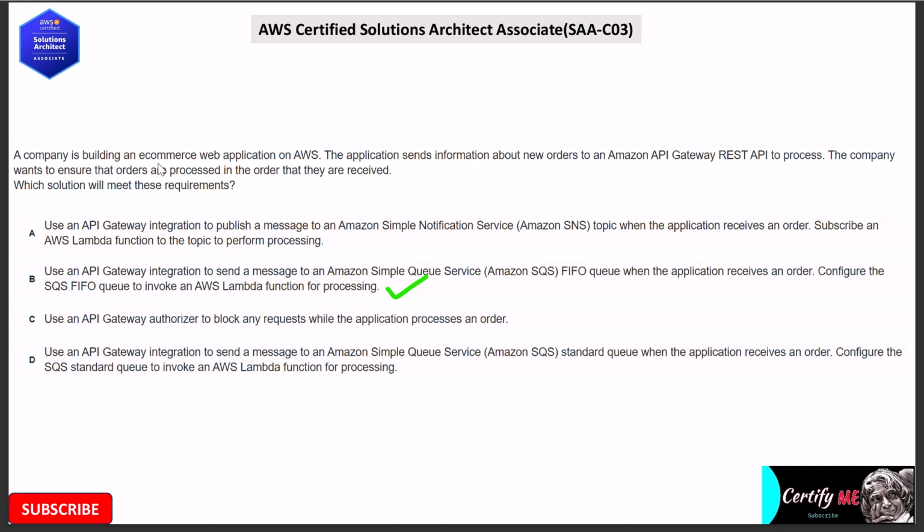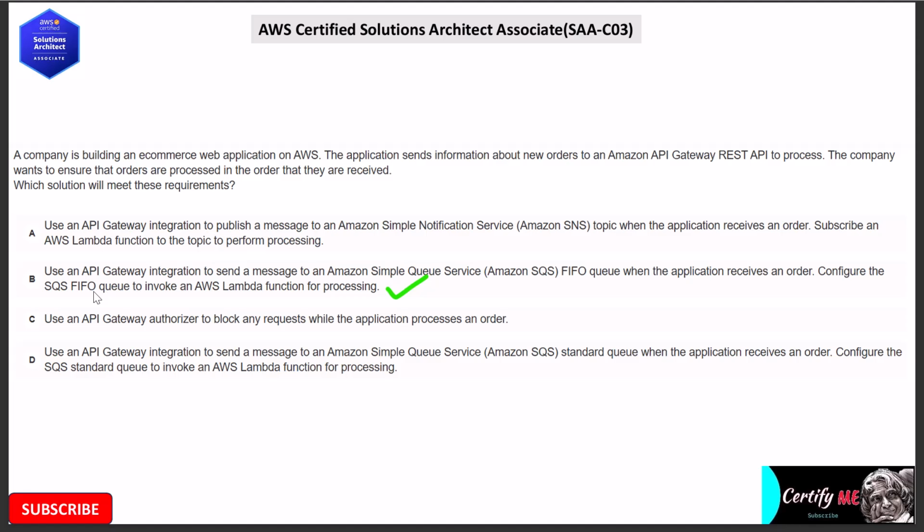A company is building an e-commerce web application on AWS. The application sends information about new orders to an Amazon API Gateway REST API to process. The company wants to ensure that orders are processed in the order that they are received. Which solution will meet these requirements? Option A. Use an API Gateway integration to publish a message to an Amazon Simple Notification Service topic. When the application receives an order, subscribe an AWS Lambda function to the topic to perform processing.